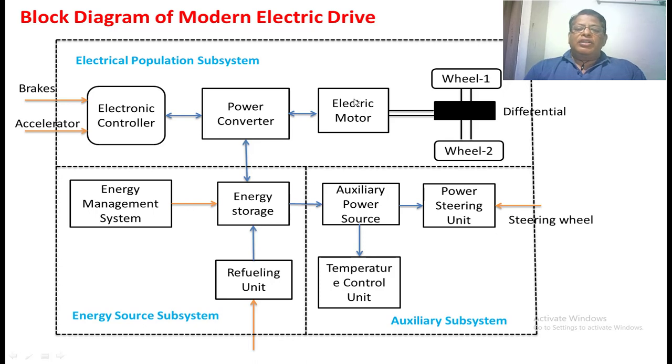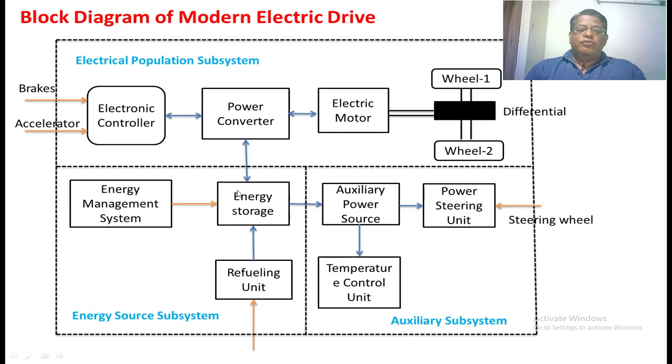Now the electrical motor is connected mechanically to the differential. Whatever power is required by the electrical motor should come from the power converter. Generally nowadays in the electrical motor we use only the AC motor, so the power requirement at this point is AC voltage, which should be given by the power converter. The input to the power converter is the energy storage device, that is the battery.